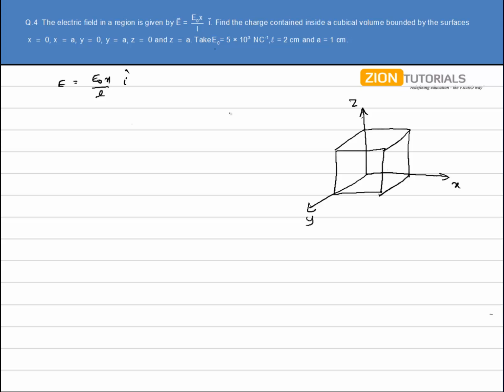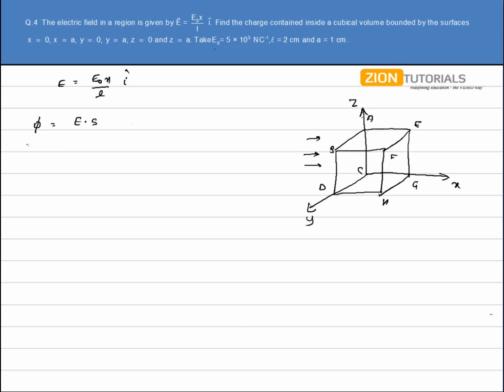Now one thing is pretty clear, that the electric field is only in the direction of the x-axis, that is in this direction. So the flux will be passing only through faces, let's say A, B, C, D and this is E, F, G, H. Fine. Now we know that flux is given by E dot S, where E is the electric field and S is the area vector of the surface. Since the electric field is only in the x direction, the flux will also be produced only in the x direction itself.